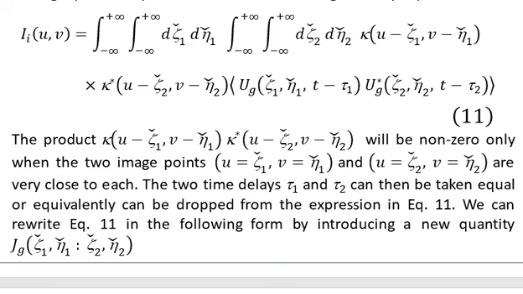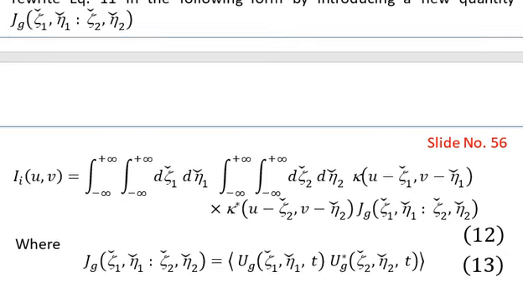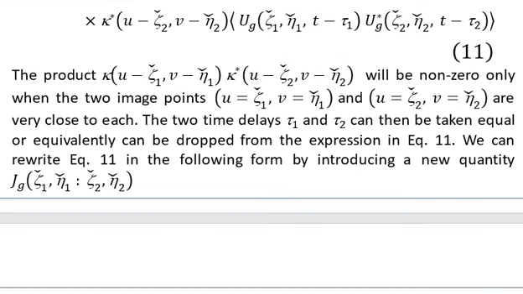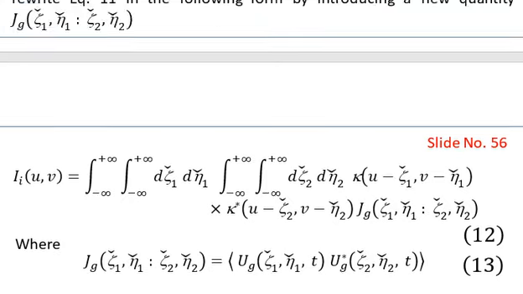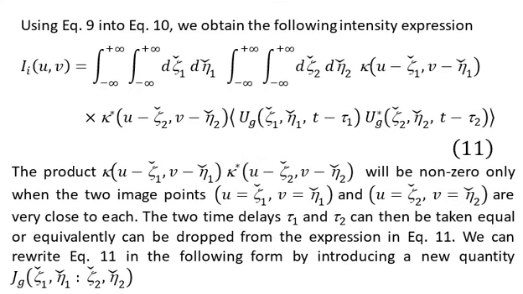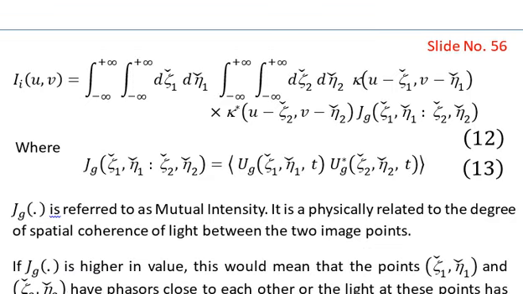So you see that in equation number 11 we shall be introducing Jg as a function of zeta 1, eta 1 and zeta 2 and eta 2. So Jg has four parameters: zeta 1, eta 1 and zeta 2 and eta 2. So what is the Jg? Let's explain. Now in equation number 11 we have replaced the terms which were contained in the time averaging, that is, the time averaging of Ug multiplied by its complex conjugate has been replaced by Jg as a function of zeta 1, eta 1 and zeta 2 and eta 2, as in equation number 12.